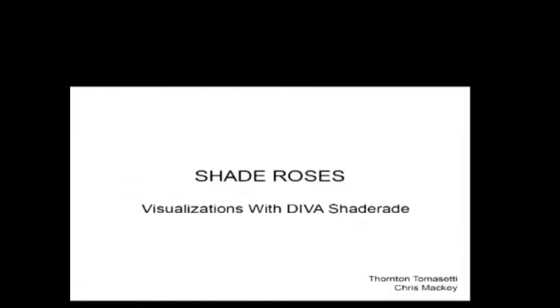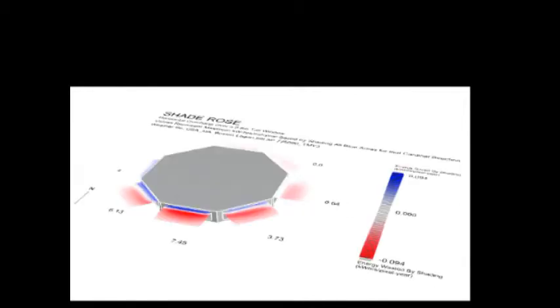And the next study I'm going to show is using shade array. I like the name of that. And on top of that, we actually said shade roses. So what we did here is we created an octagonal space with windows on all surfaces, all orientations, and we tried to optimize the window shade.